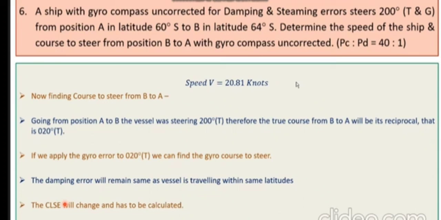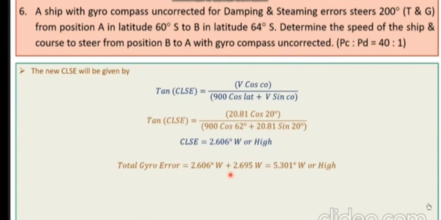So beta up to here is okay, plus the damping error, which is 2.695 degrees west, giving us a gyro error of 5.301 degrees west or high. Now the true course to steer is 020 degrees true. The gyro is 5.301 degrees high. So we add this value to 020.